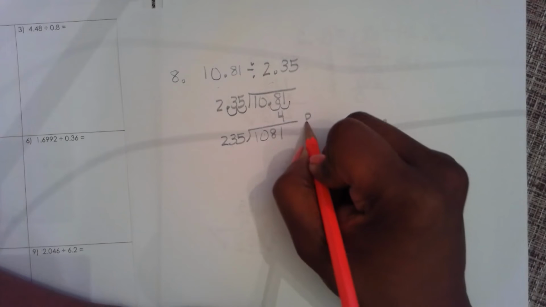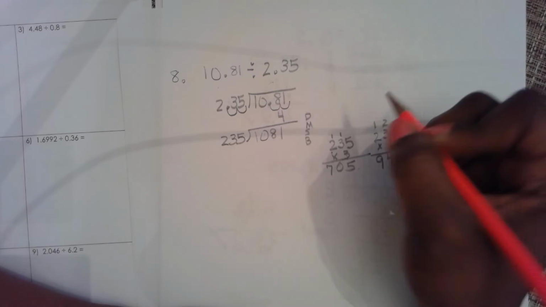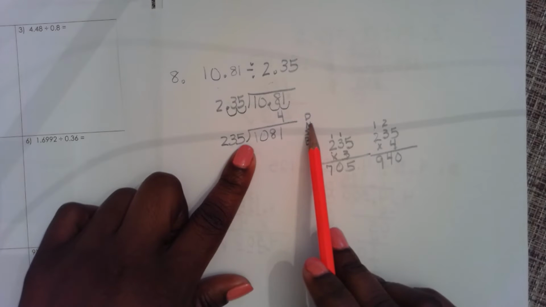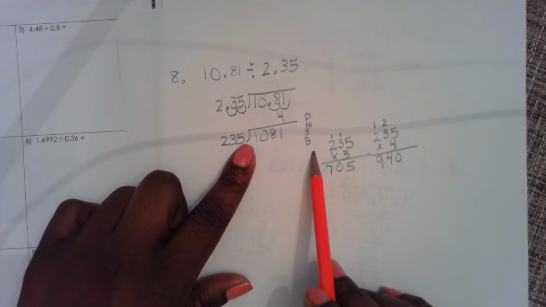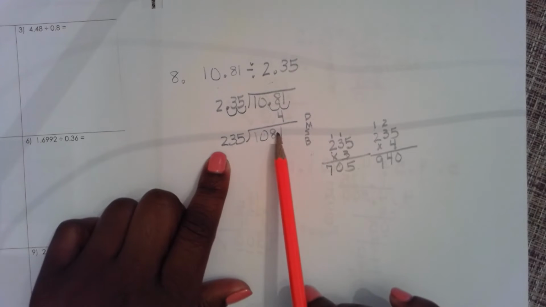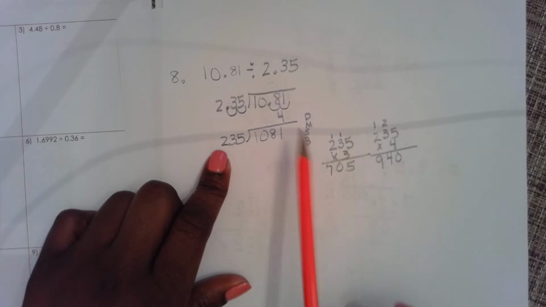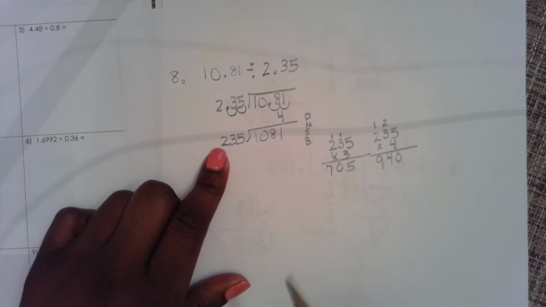Remembering my steps, DMSB, and then repeat. I'm sorry, I had to pause it. I was at my steps. I wrote my steps: divide, multiply, subtract, bring down, and then of course repeat. So we just did the first step of divide. Now we need to multiply, which we did over here. 4 times 235 is 940.